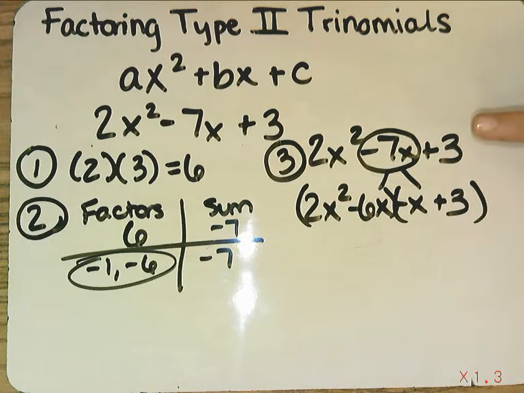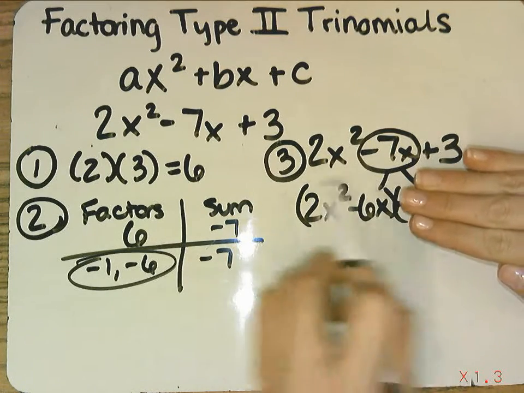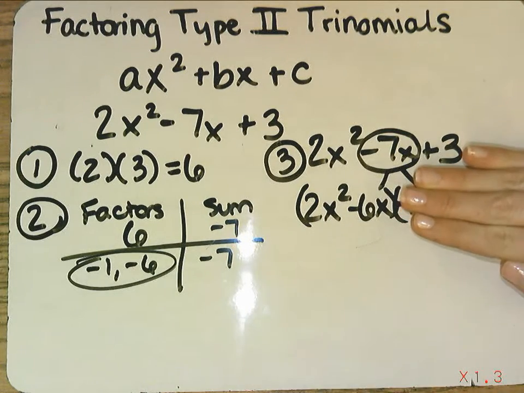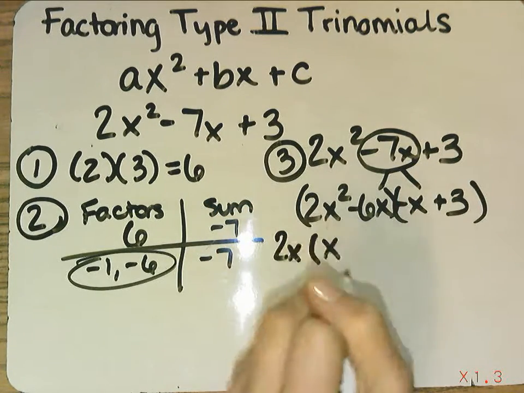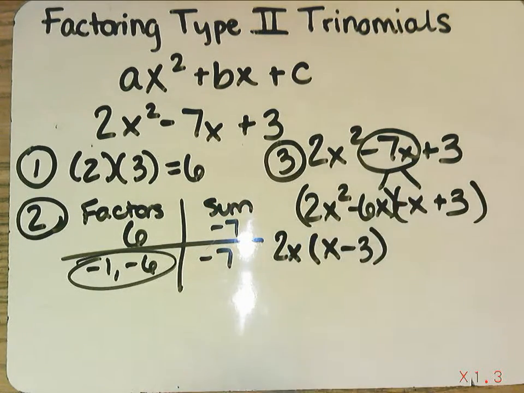What I've done is I've turned my type 2 trinomial into an equivalent polynomial with 4 terms, so that I can now factor by grouping. When I factor by grouping, I'm going to look just at my first grouping and ask myself what's their common factor, and in this case it's 2x. When I factor that out, I get x minus 3.